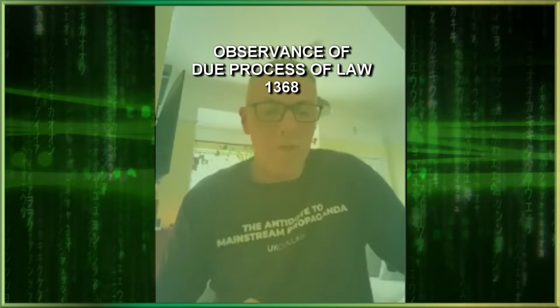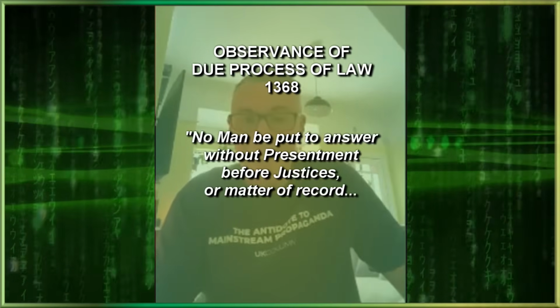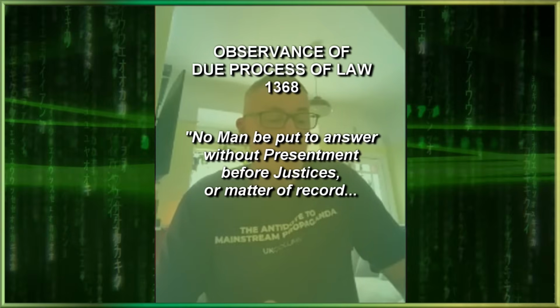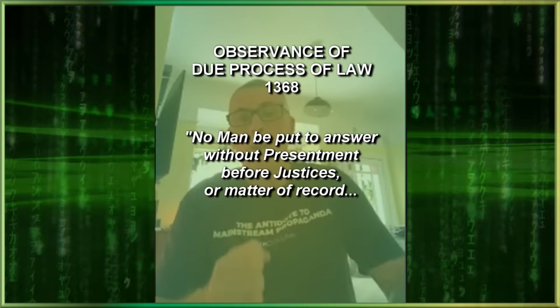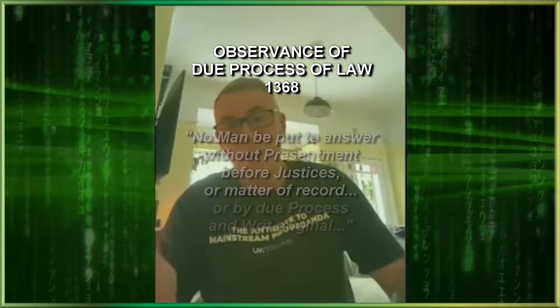So, observance of due process of law 1368, which says that no man be put to answer without presentment before justices. Matter of record. So, in front of a justice, a court of record. Okay. By due process and writ original. Okay. And you can use common law writs. Again, Google common law writs, common law remedies, common law doctrines. You know, two of my favorite doctrines are that respondeat superior. This is what I use against counsel.